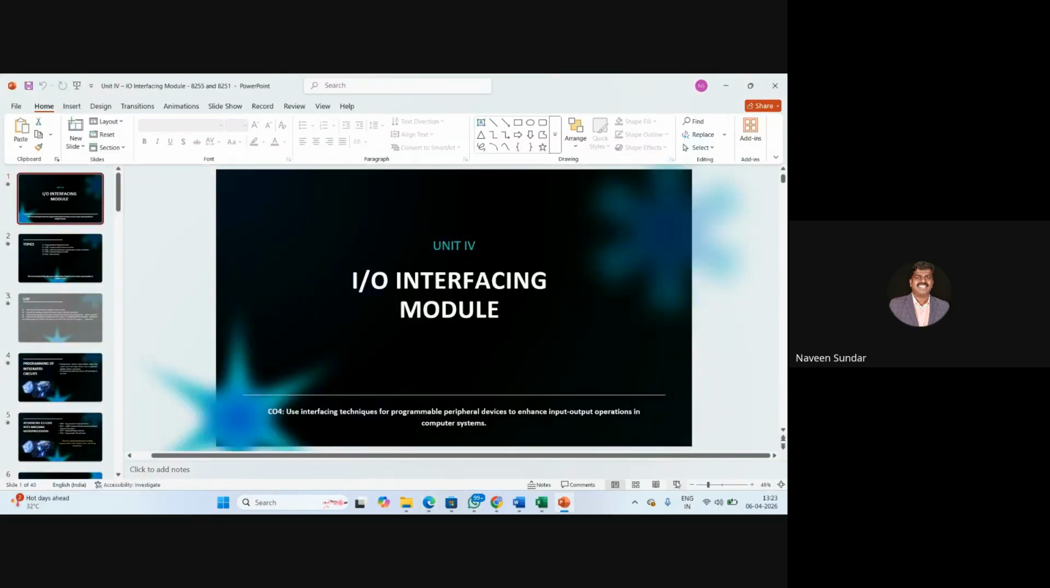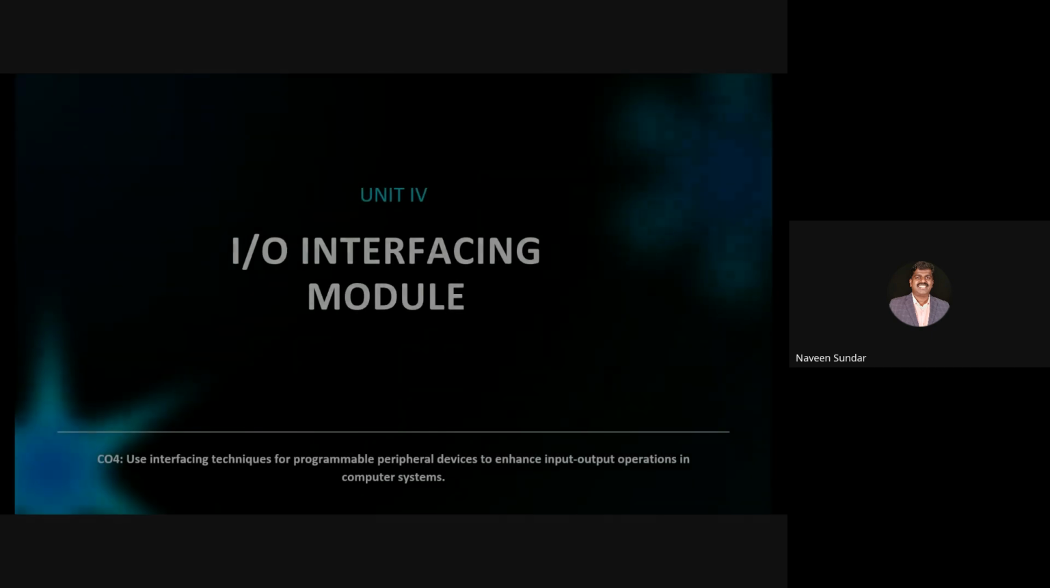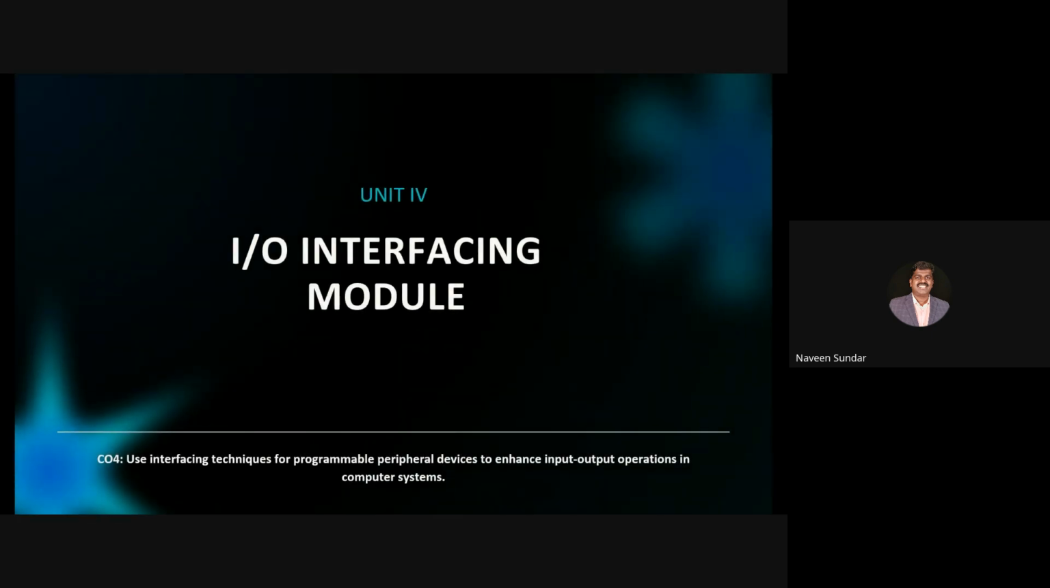Today we are going to see an important topic, IO interfacing module. It is coming under Unit 4 in Computer Architecture and Organization. And the course outcome for this particular topic is: it uses the interfacing technique for programmable peripheral devices to enhance the input output operations in the computer system.